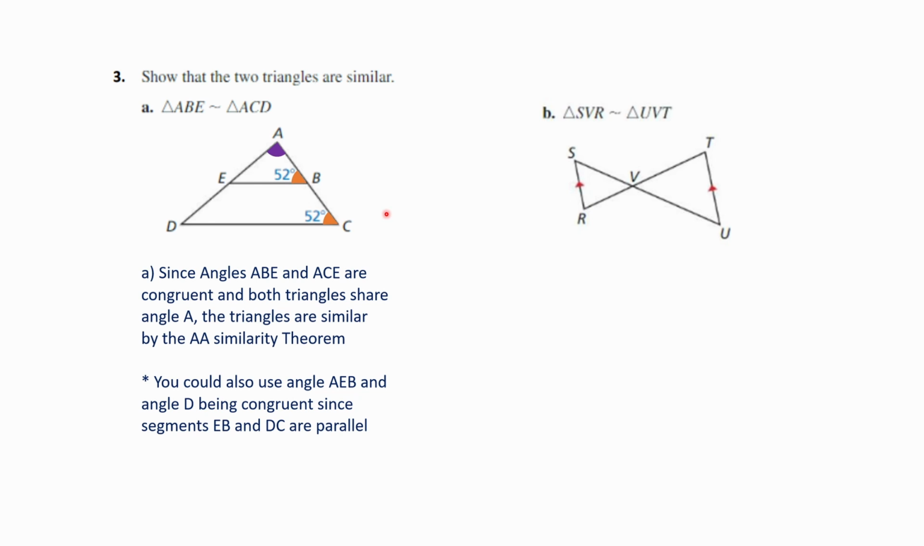You could also use the fact that these two being congruent implies that these two segments are parallel, because these are corresponding angles. And you could have used the fact that angle AEB and angle D would also be congruent. For part B, we're explicitly told that SR is parallel to TU, so I can use that. And I can also use these angles here, which are vertical angles. That gives me enough for my angle-angle similarity theorem.